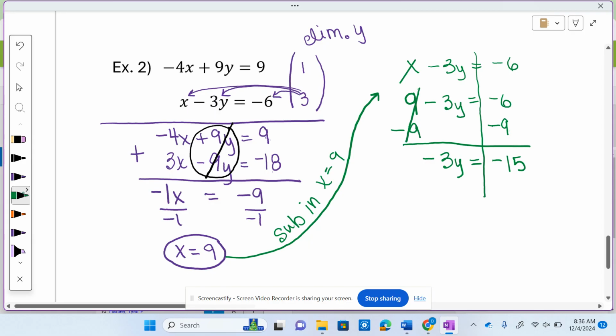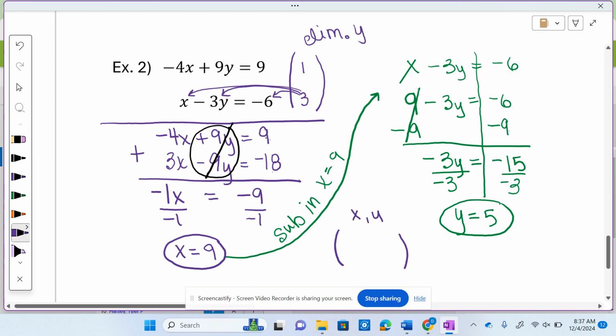Daniel, what would you do next? Divide both sides by negative 3. I find out that y equals 5. Ken, what is my solution? It's an ordered pair. What is it? X comes first. 9, comma 5. We have to remember that our ordered pairs are XY ordered pairs. They're in ABC order. Guys, pick your heads up off that table.